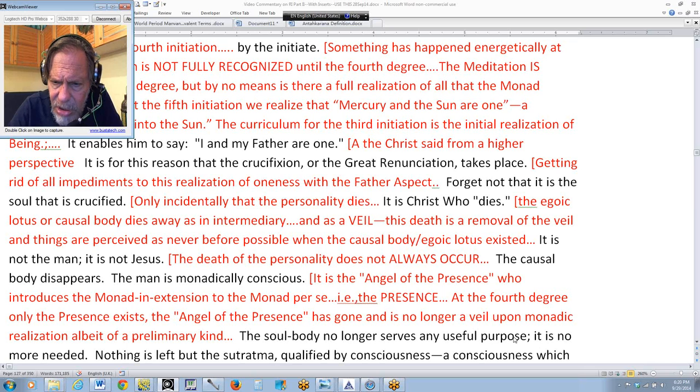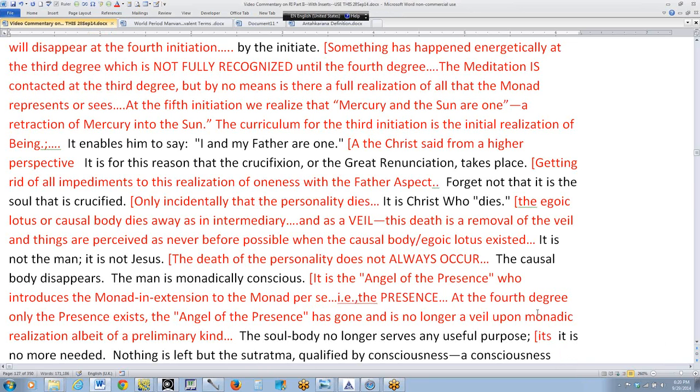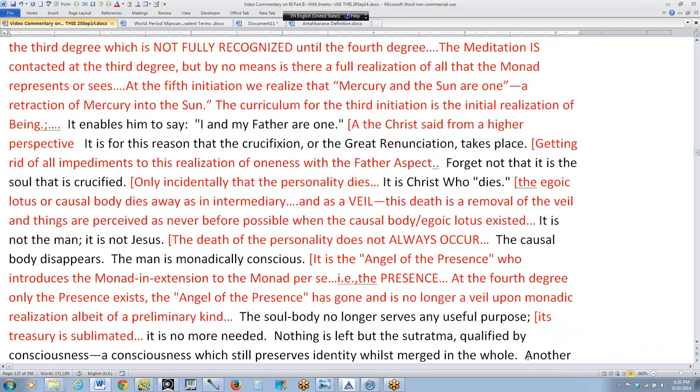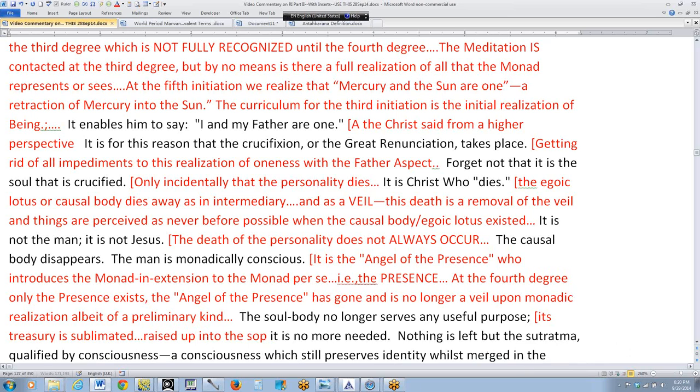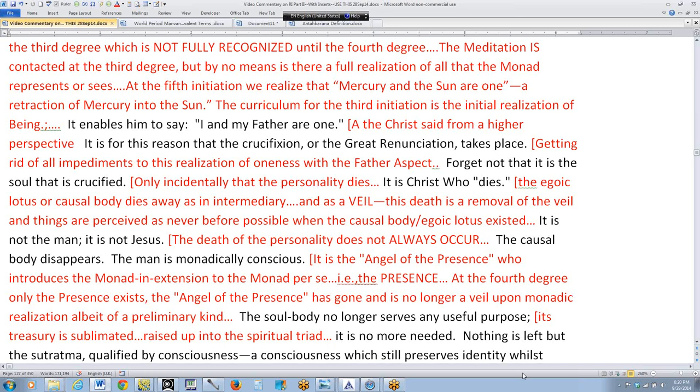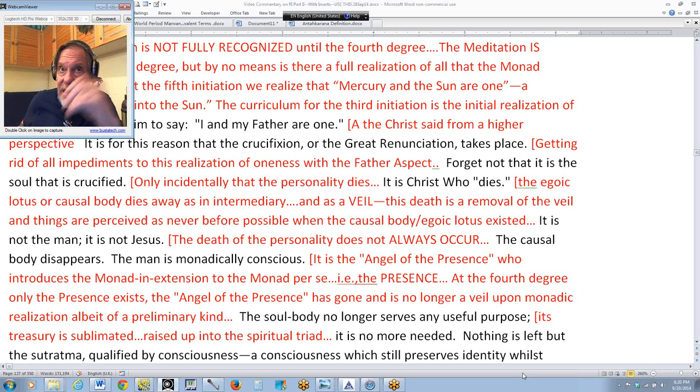The soul body no longer serves any useful purpose. Its treasury is sublimated, raised up into the spiritual triad. It's not lost, it's simply put into a higher form. I've often said, Master DK, no longer having that causal body, was able to remember many things from his earlier experience. I'm remembering I was a young man, and he talked about personality happenings. So those memories which were in the lower part of the causal body are not lost. They are sublimated into a higher level from which still more creativity is possible.